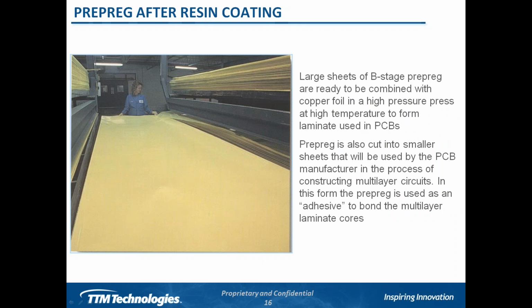So these large sheets of prepreg get cut down into a form that we can use, because we're going to take this prepreg and we're going to use some of it to bond our stack ups later on. But then that prepreg is also taken by our supplier, and they're going to go ahead and combine it with copper foil to create cores for us.